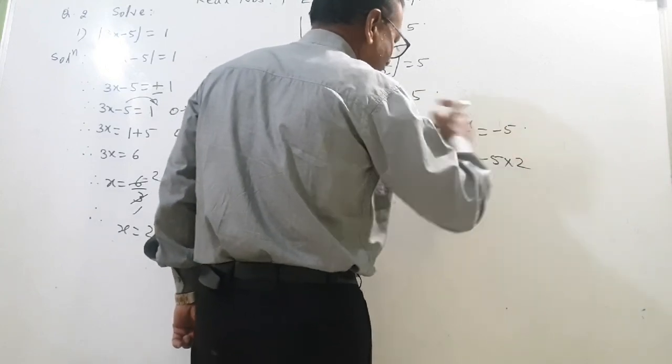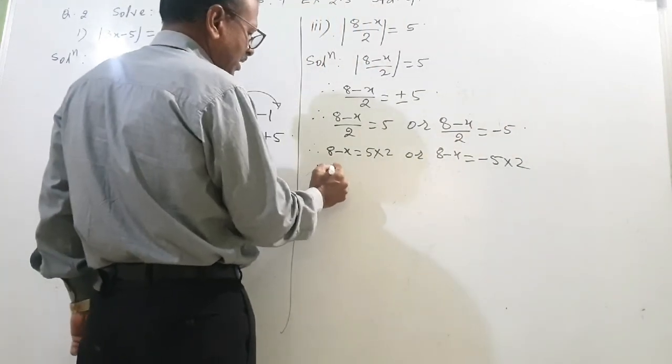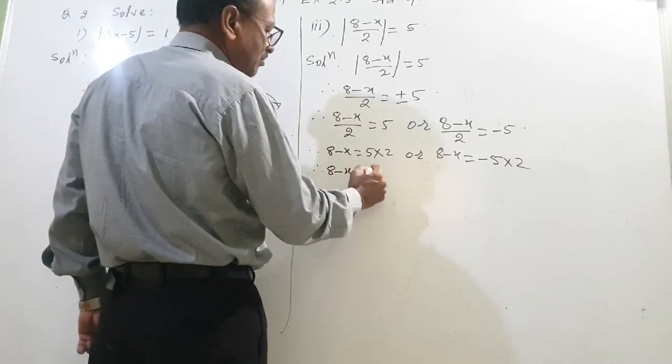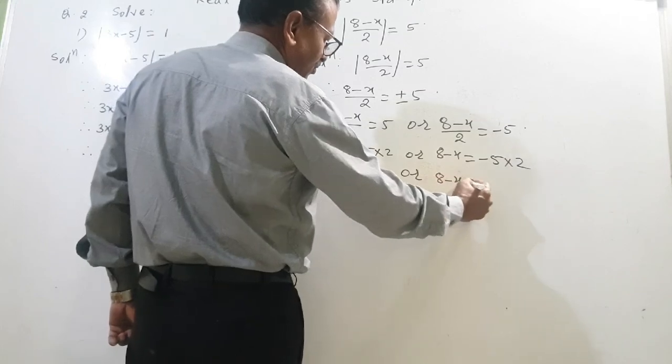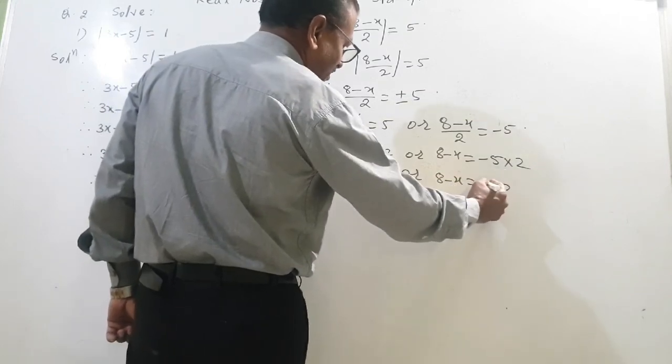This 2 has become into. Therefore, 8 minus x is equal to 10, or 8 minus x is equal to 5 into 2, that is 10, and the sign is minus.